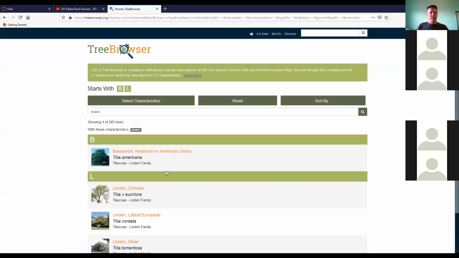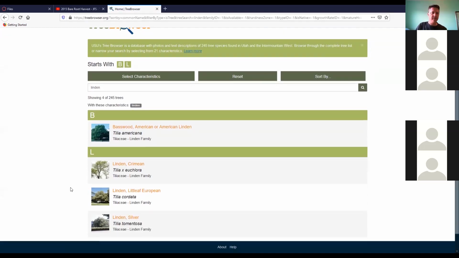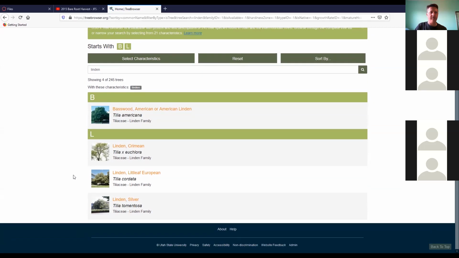So linden or basswood, there are actually really 4 species of linden that will grow here pretty well. And you can see all 4 of them here on this list. There's the American linden, Crimean linden, which is really hard to find. That would be a fun one if you could find that one. Then there's little leaf linden and silver linden.